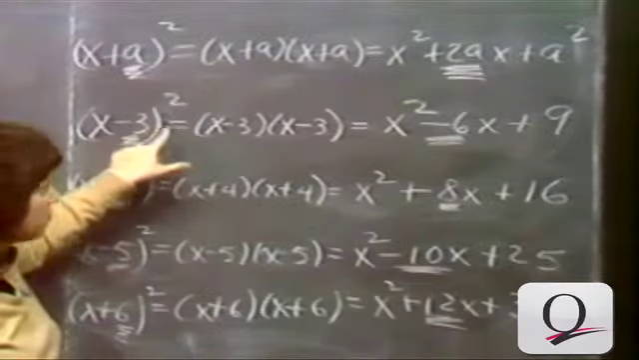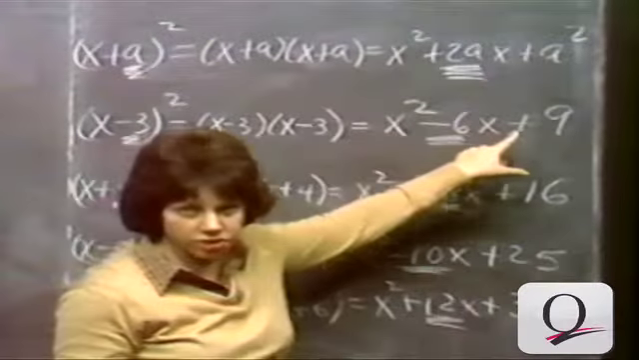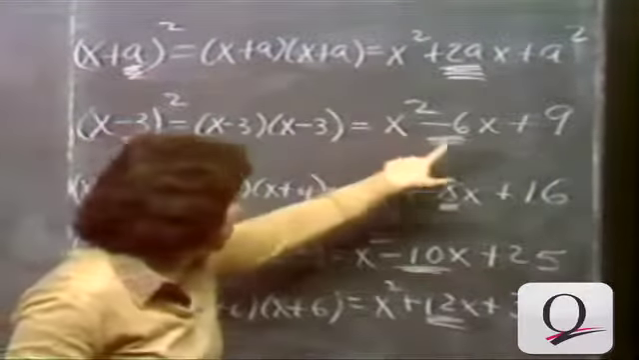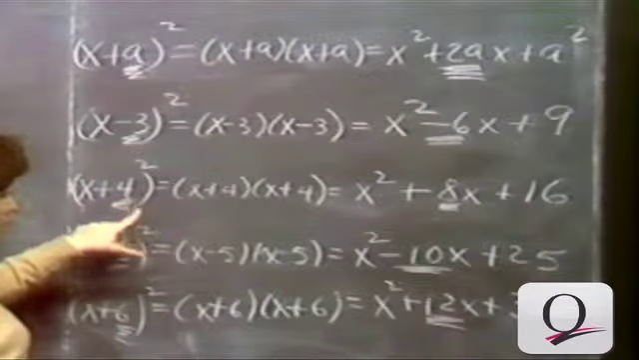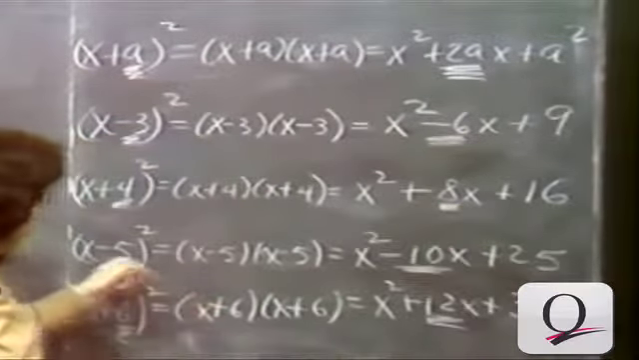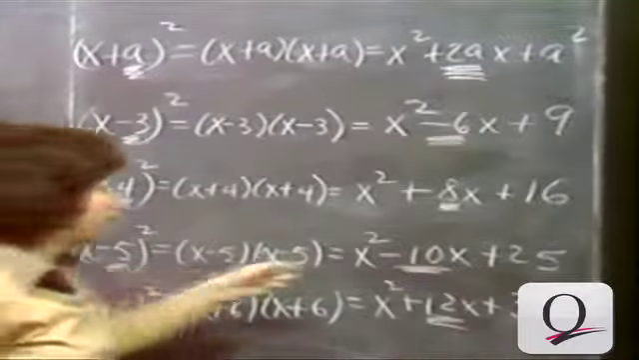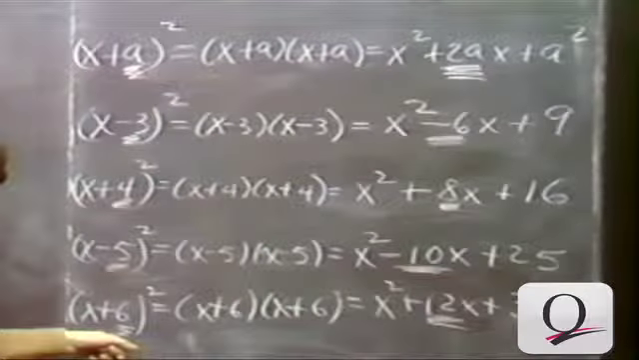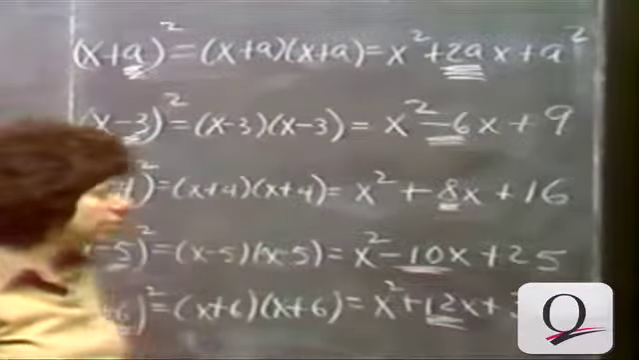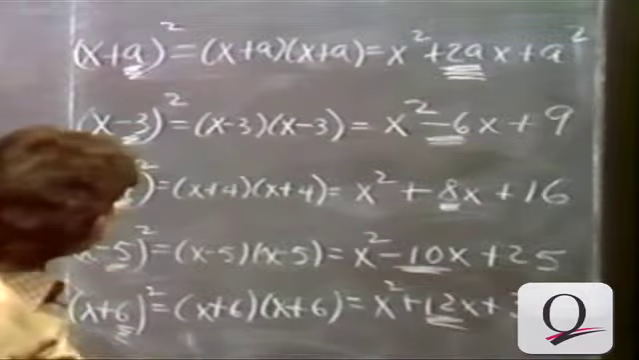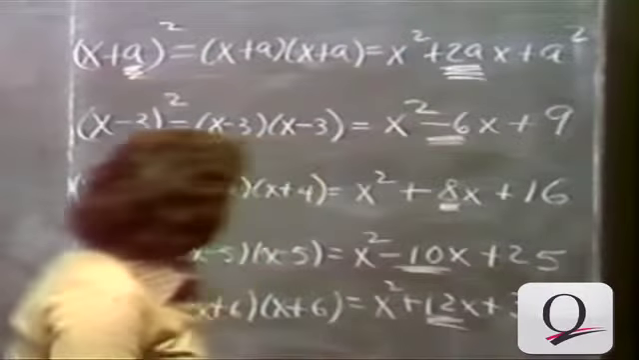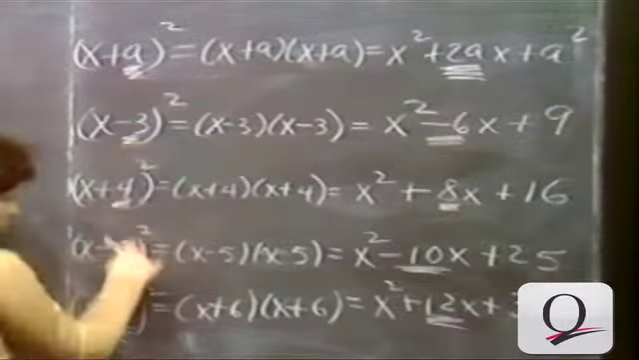Now, if it's a negative number, for example, minus 3, you get minus 6: 2 times minus 3 is minus 6. If it's a positive number, 4, 2 times 4 is 8. Negative 5: 2 times minus 5 gives you minus 10. 2 times 6 gives you plus 12. The coefficient of the first degree term is double this quantity.